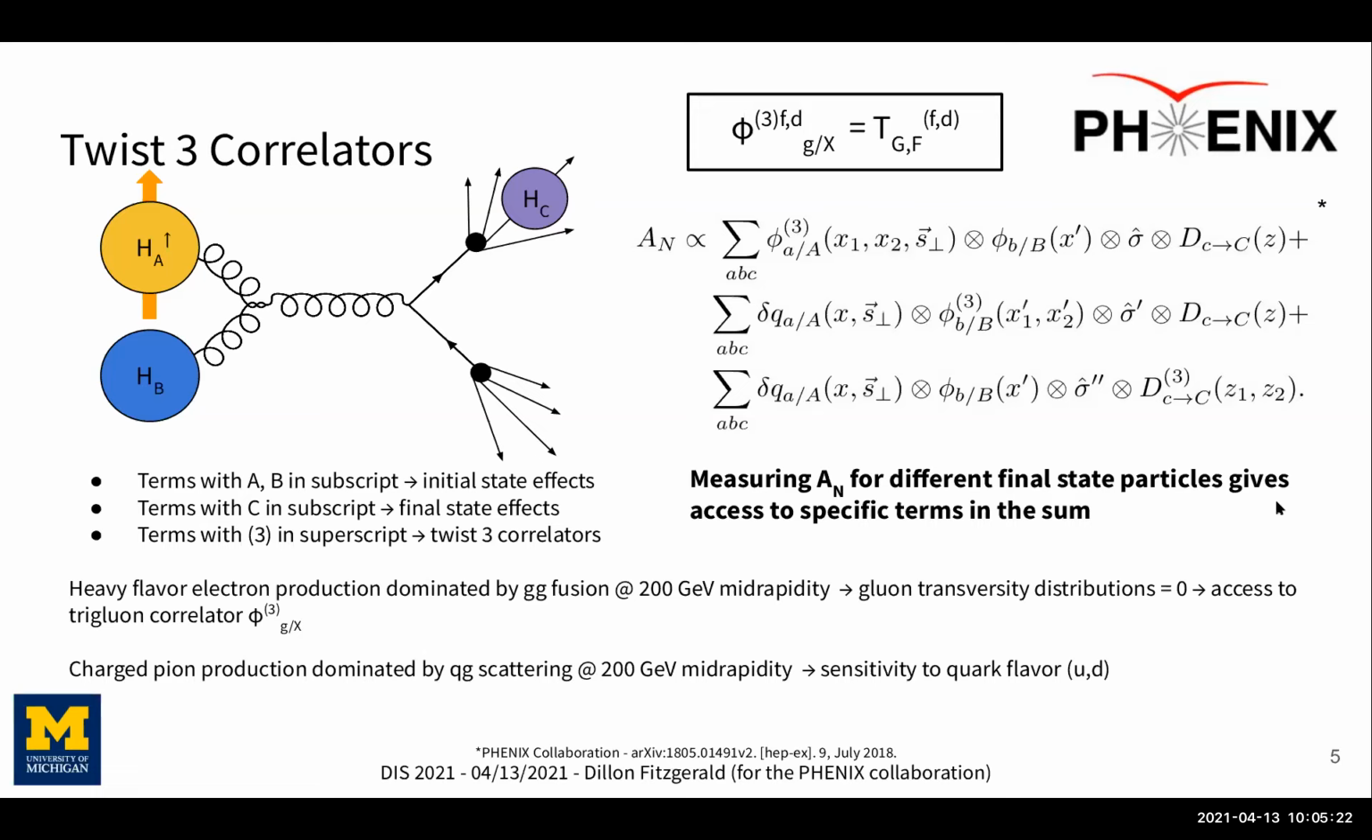different final state particles at different kinematic regions. So for example, heavy flavor electron production is dominated by gluon-gluon fusion in 200 GeV mid-rapidity collisions. And what's nice about this is the gluon transversity distributions are actually equal to 0. So that's these lowercase delta q distributions. They're equal to 0 for gluons, which means that these last two terms in the A_N formula actually go away for gluon-gluon fusion dominated processes. And this gives us access to the trigluon correlator. In addition, charged pion production is dominated by quark-gluon scattering at 200 GeV mid-rapidity, which gives us some sensitivity to quark flavor for different initial and final state effects.